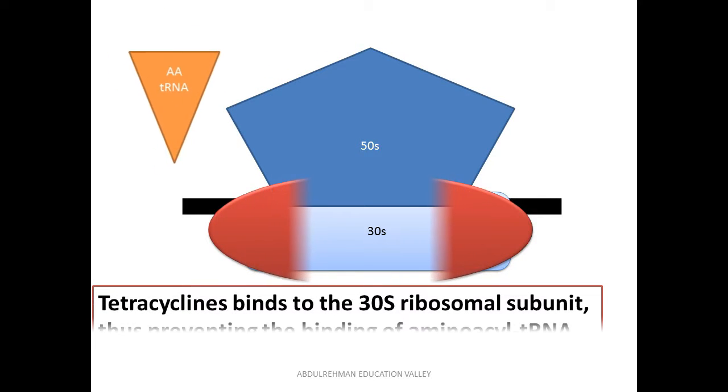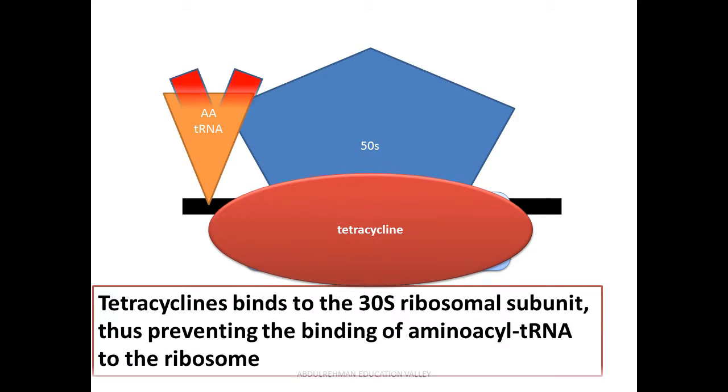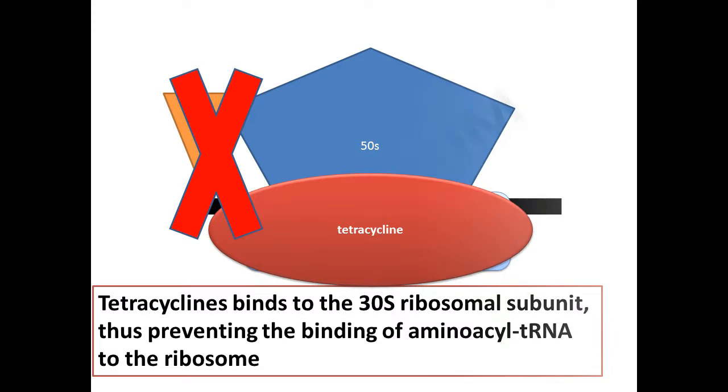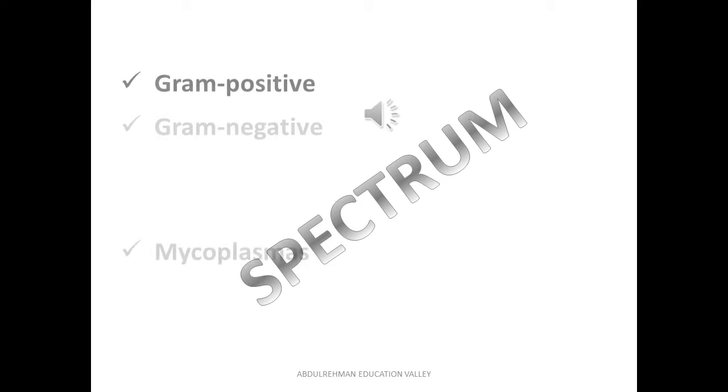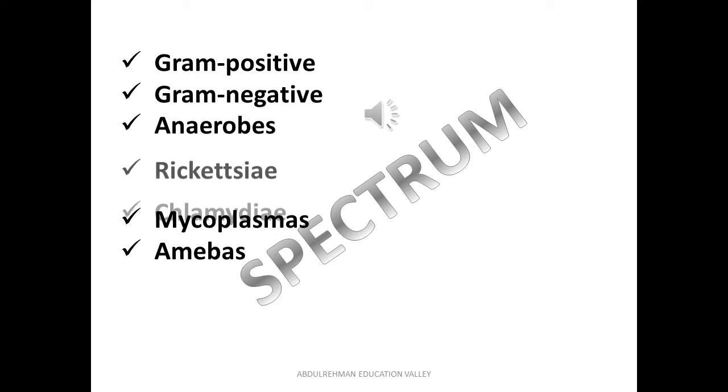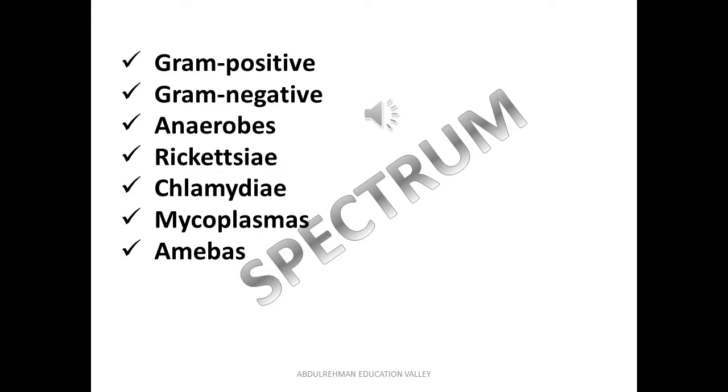Tetracycline binds to the 30S ribosomal subunits, thus preventing the binding of the amino acid transfer RNA to the ribosome. Tetracyclines are broad-spectrum bacteriostatic antibiotics that inhibit protein synthesis. They are active against many gram-positive and gram-negative bacteria, including the anaerobes, Rickettsia, Chlamydia, Mycoplasma, and Legionella forms, and against some protozoa, for example, amoebae.